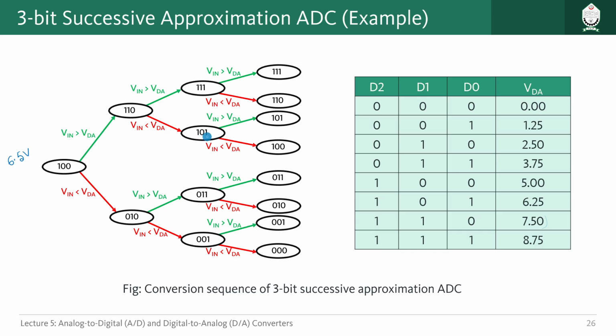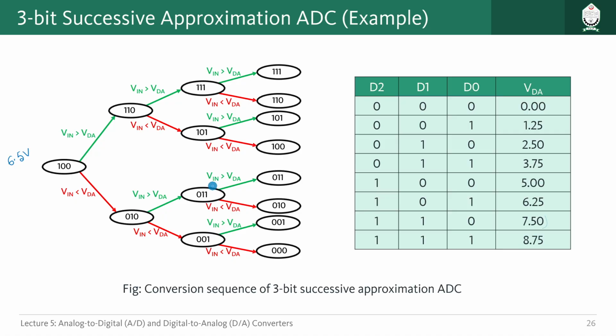Again, for the third bit, the least significant bit, we have guessed the value as 1, and this is the corresponding value 101. And now for this one, the corresponding analog value is what? 101, this one, 6.25, right? 6.25 we have to compare with the input signal. So now 6.5 is greater than 6.25, so that means our guess is kind of correct, right?